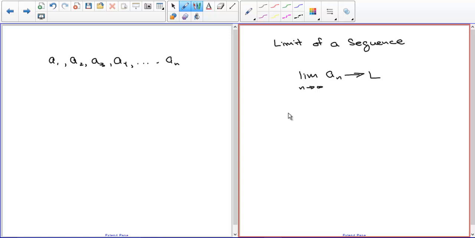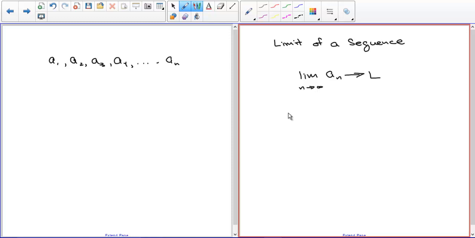Now the question is, what happens to the nth term of the sequence if it has an infinite number of terms? In this case, it's not the limit of a function, but it's a limit of a sequence. So what this is asking is, what is the nth term of the sequence as n goes to infinity? Does that approach some value L, or does it diverge? Does it go to infinity?